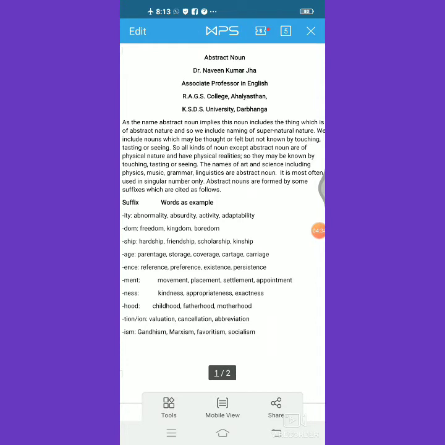There is a feeling of mother, that is motherhood, and there is a feeling of father, that is what we can call fatherhood. But it has never been seen, nor touched, nor tasted. So it is the matter of our feeling, our experience, or our insight by which we can describe abstract noun.